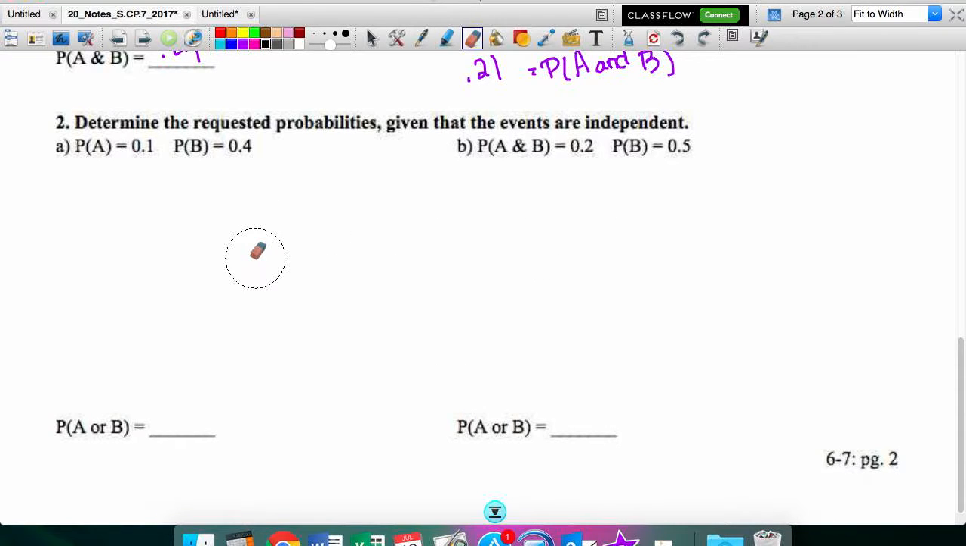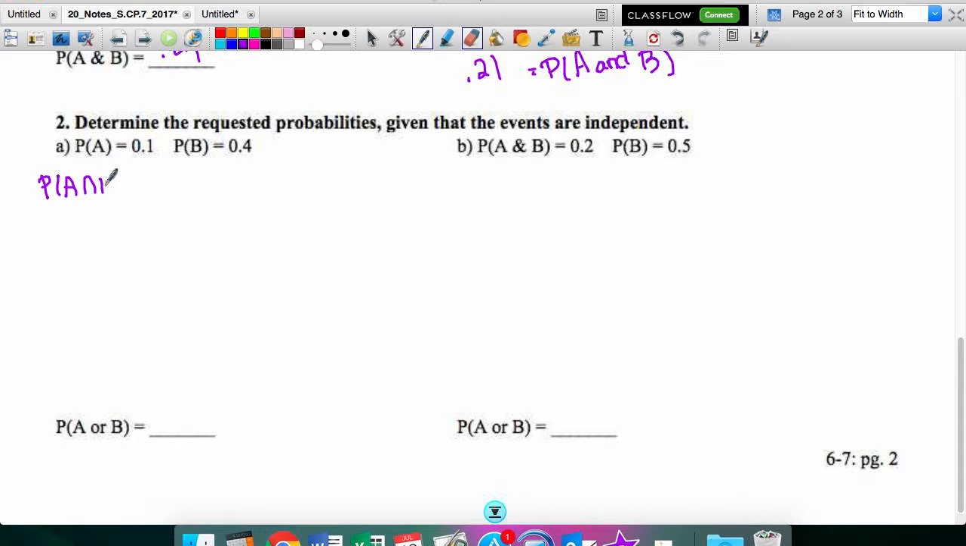So let's take a look at 2A. We have our probabilities of A and B, and we want to know our probability of our union again. So if you look at the formula, the union probability is A plus the probability of B minus the probability of A and B. However, we're missing that A and B. We need that A and B in order to solve for our union. So how could we solve for the probability of A and B?